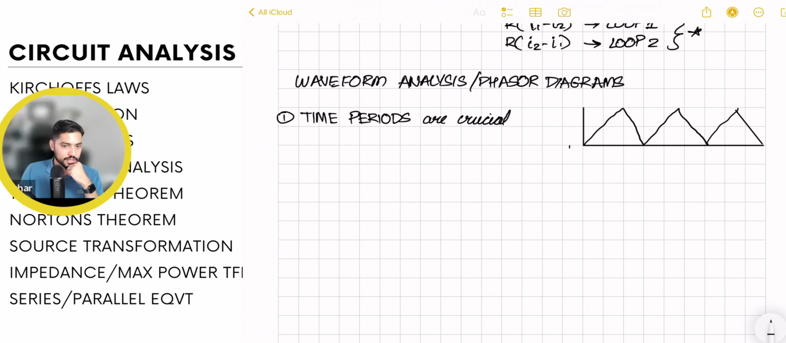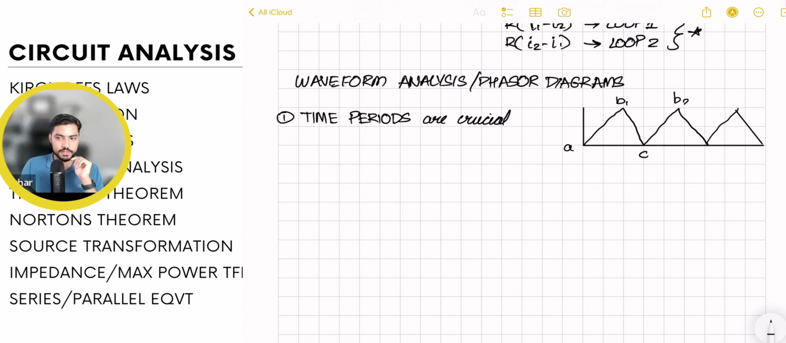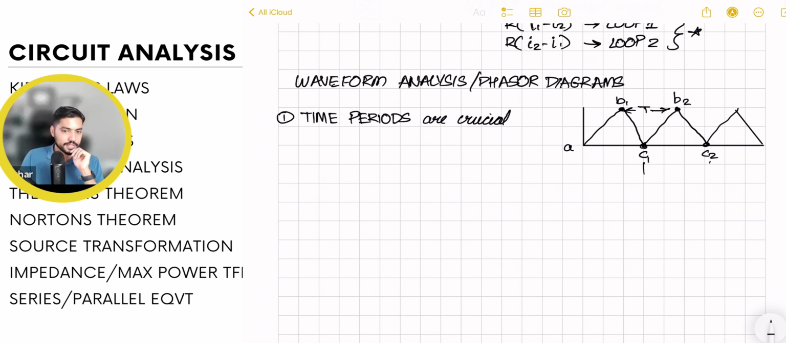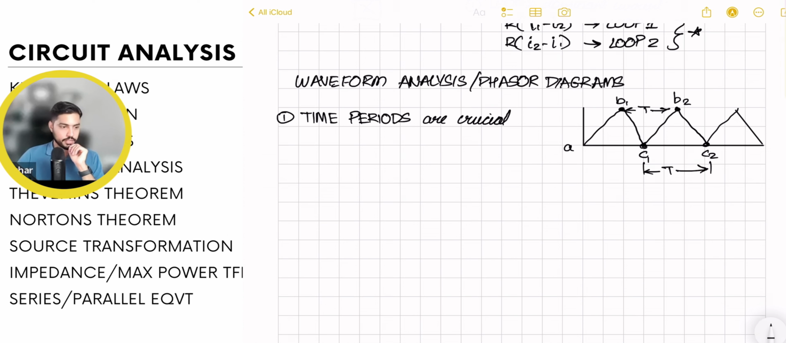Doesn't have to be this guy, right? Let's call it A. Doesn't have to be always this, or doesn't have to be always this. Okay, any point that repeats. So if I'm selecting B, then the time period I'm going to calculate is going to be between B1 and B2. This is the time period. If I end up selecting C, then I'm going to do C1 and C2. You have to pick the same point.